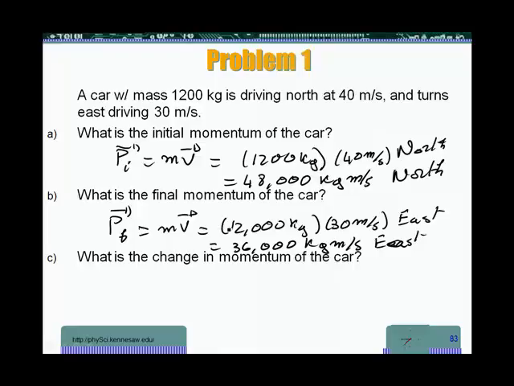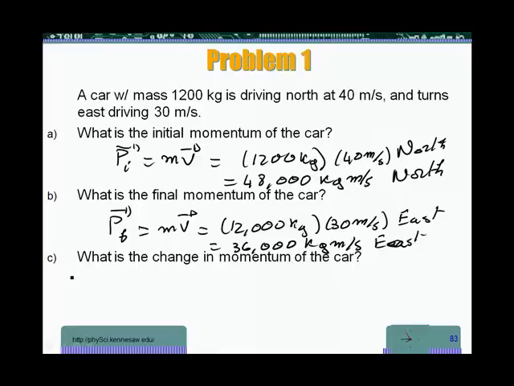And we can treat the same thing along the east-west direction. What was the initial momentum of the car along the east-west direction? It was 0. There was no motion in the east-west direction. What is it along the east-west direction at the end? 36,000 kilogram meters per second.